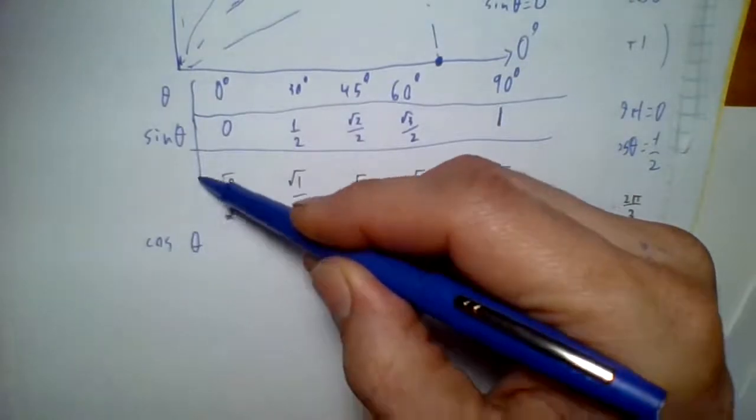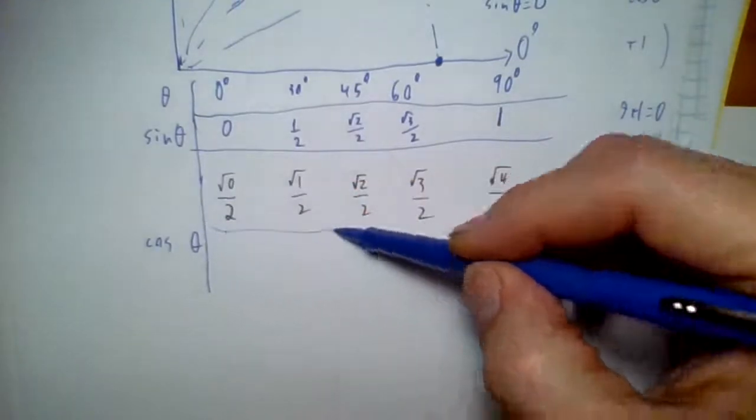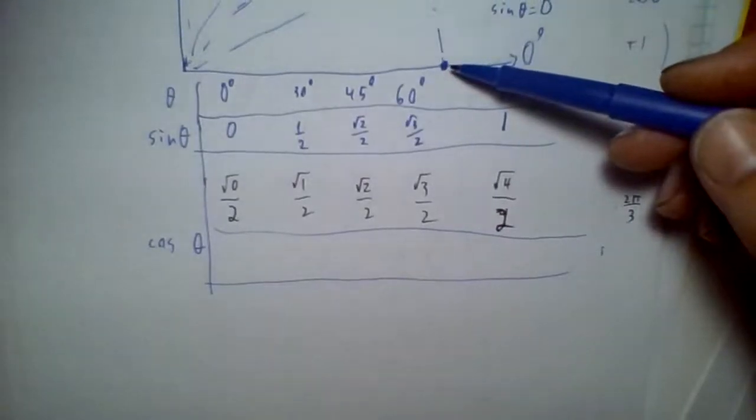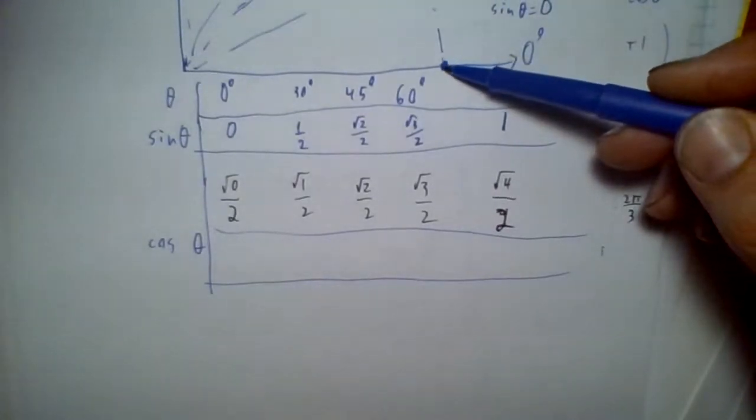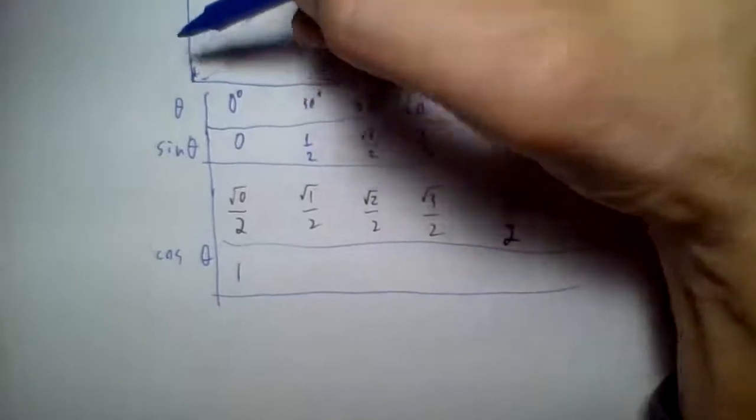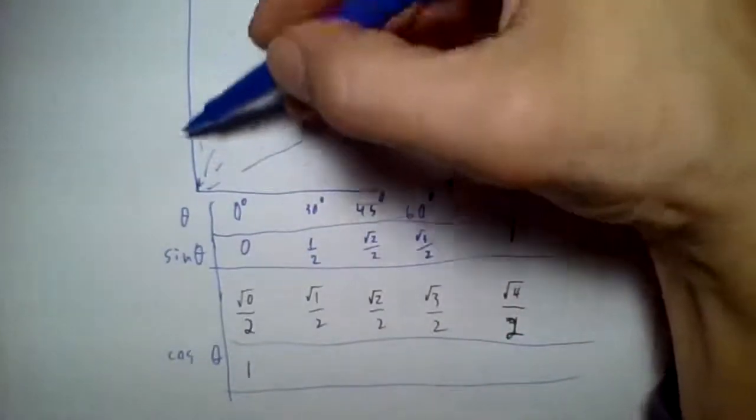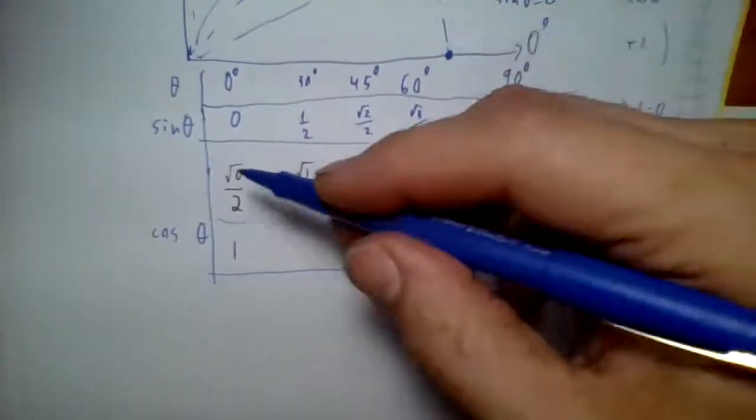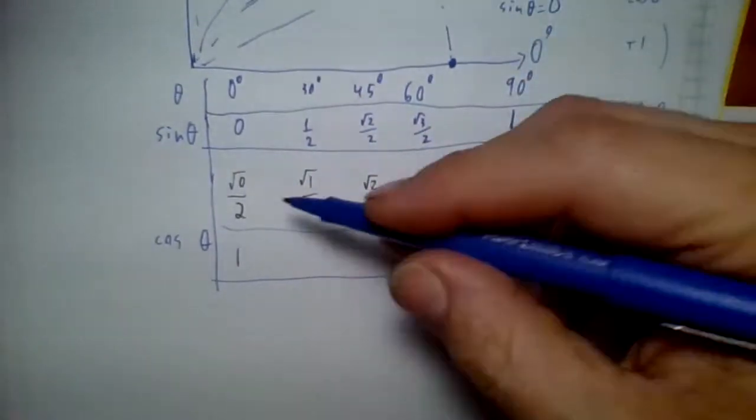Cosine of theta is kind of doing the opposite direction here in the sense that cosine is x over r. So down here, x and r are the same, so your cosine is starting at 1. And you're going through that first quadrant to points up here where x is equal to 0. So that's going from 1 down to 0. And it's going through this same counting sequence in the other direction.